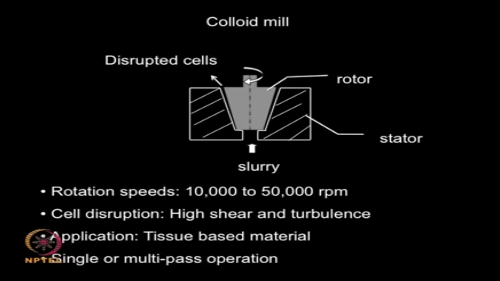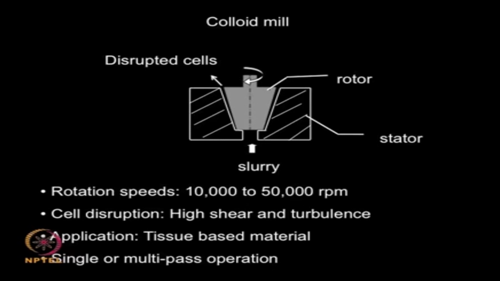So the shear created is very high, and it also creates very high turbulence because the slurry is pumped through this small gap. The cells break because of the high shear as well as because of the turbulent motion.